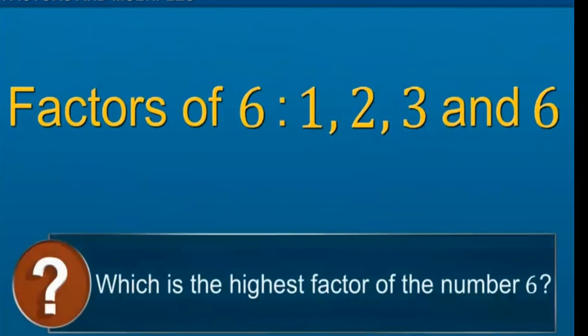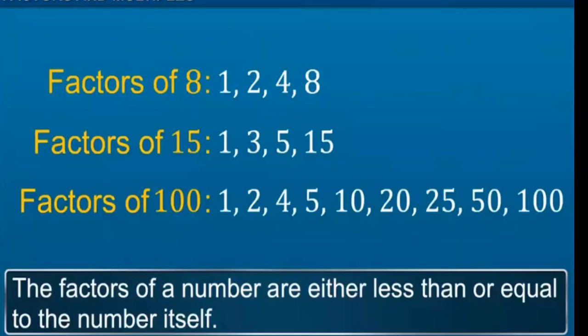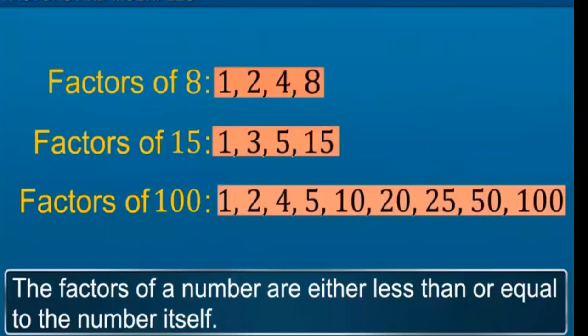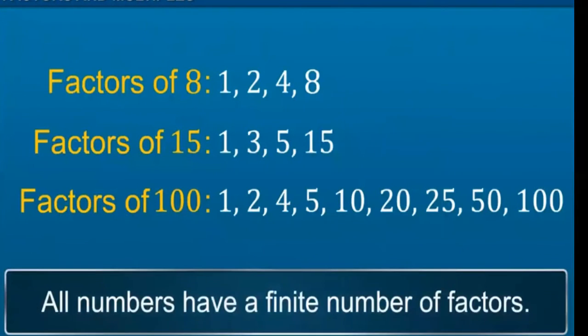Which is the highest factor of the number 6? It is the number 6 itself. All other factors of 6 are less than 6. This is true for all numbers. The factors of a number are either less than or equal to the number itself. As the factors of a number cannot be greater than the number itself, all the factors of a number would lie between 1 and the given number. Thus, all numbers have a finite number of factors.